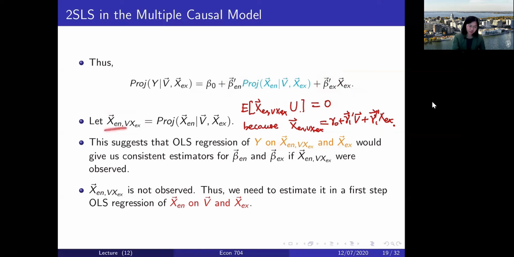However, this projection is not observed. It's something that we constructed. So we cannot directly run this OLS regression, but that is not a huge problem because it is defined to be a projection of an observable on two other observables. We can estimate it using a first step OLS regression of Xen on these two exogenous random variables.